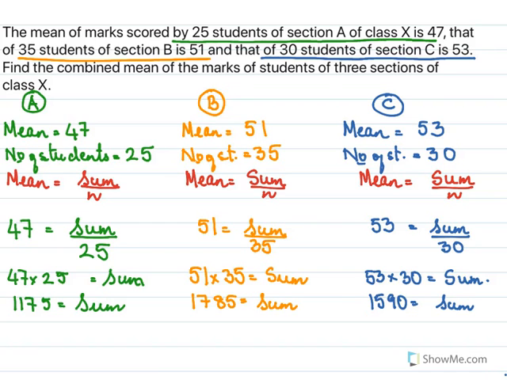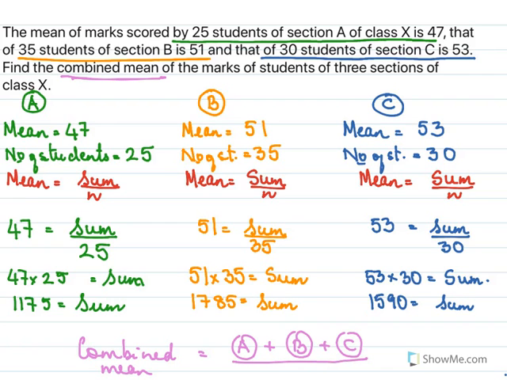Now we have to find the combined mean. To find the combined mean, the mean of all the three classes, we need to find sum of A plus sum of B plus sum of C divided by total students. There are 25 students in A, 35 students in B, and 30 students in C. So first we'll find the combined sum, total sum over total students.